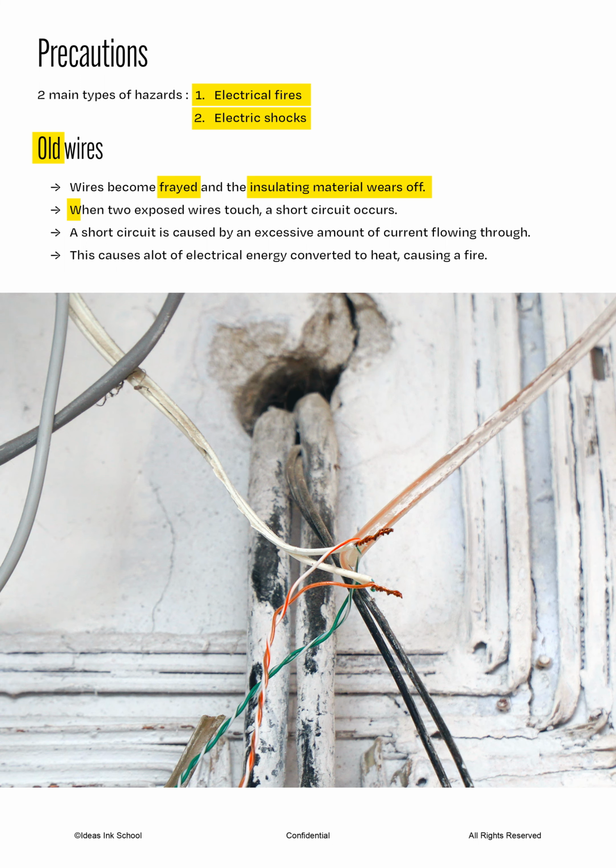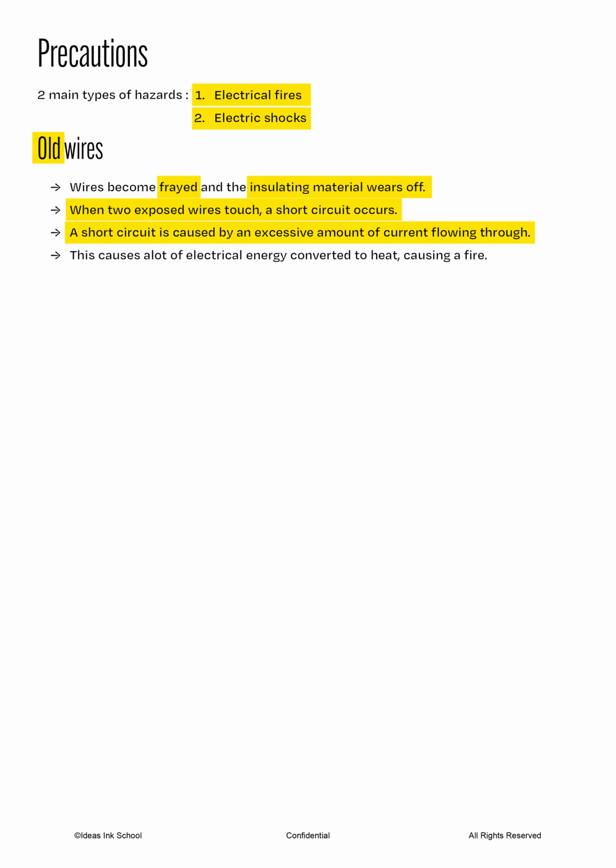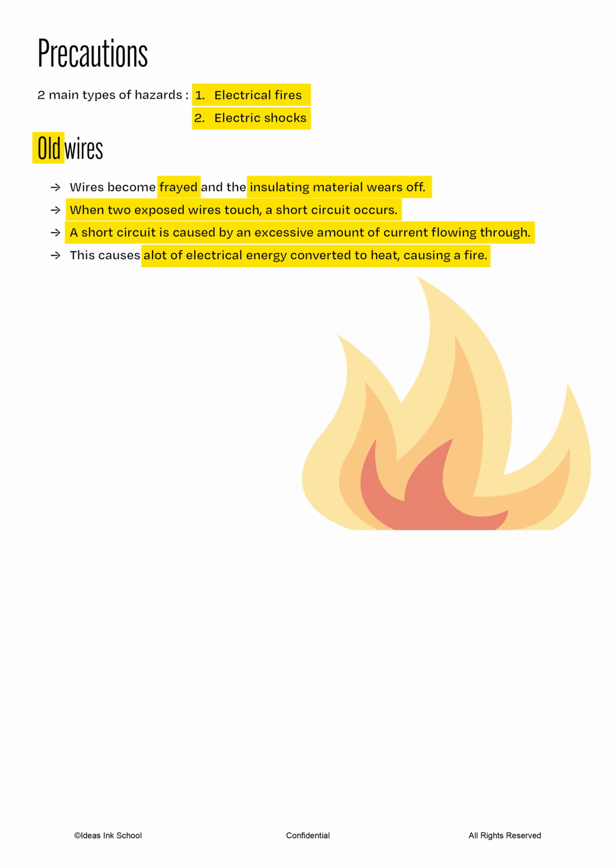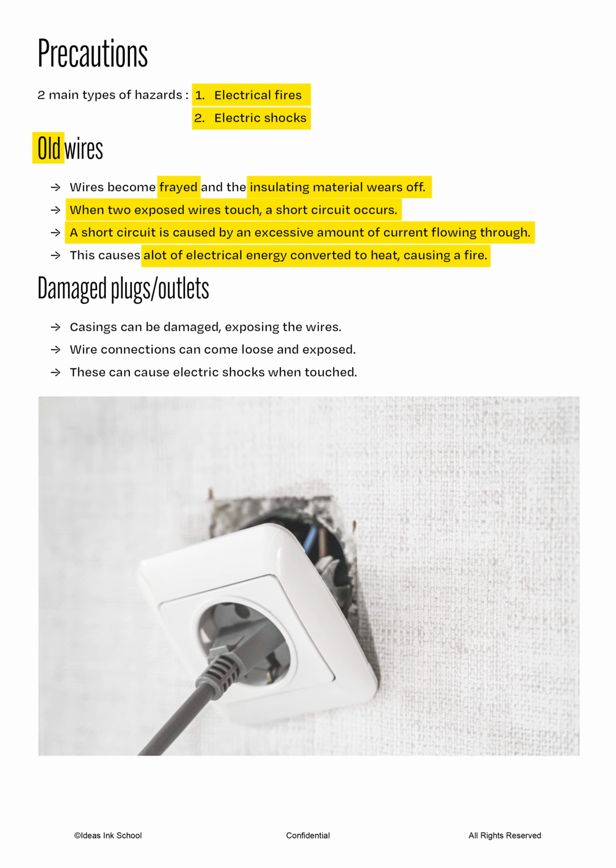As a result, when 2 exposed wires touch, a short circuit will occur. A short circuit happens when an excessive amount of current flows through a wire or component. When that happens, a lot of electrical energy will be converted to heat, causing a fire. To prevent this from happening, always check the conditions of the wires, especially for appliances that have been in use for a long time.